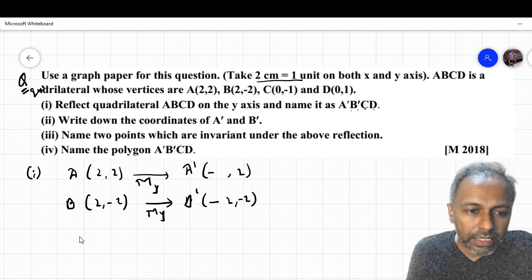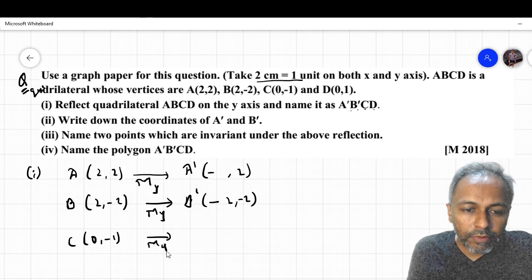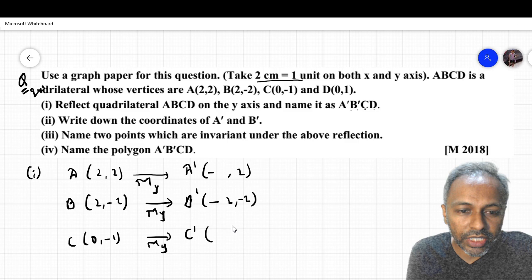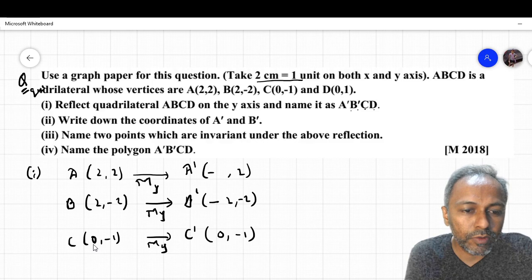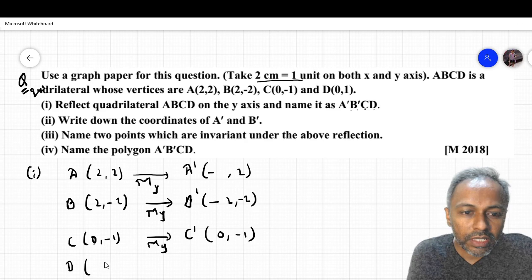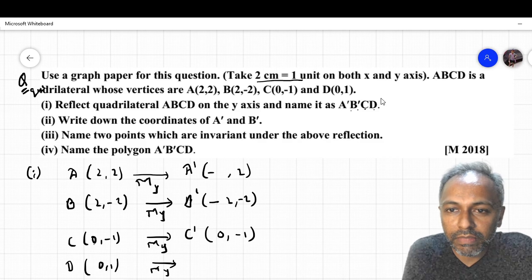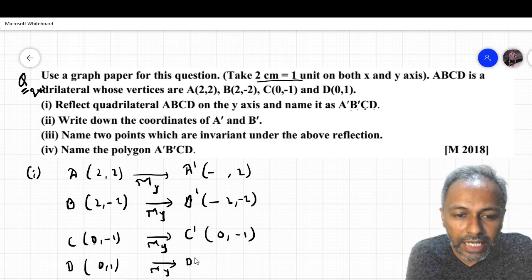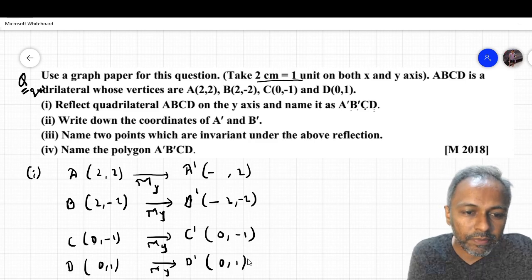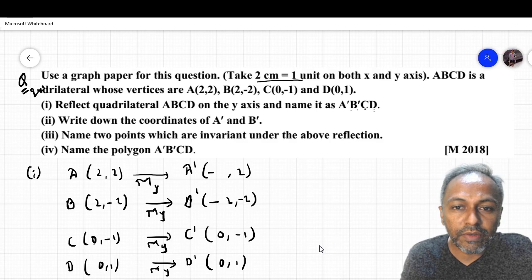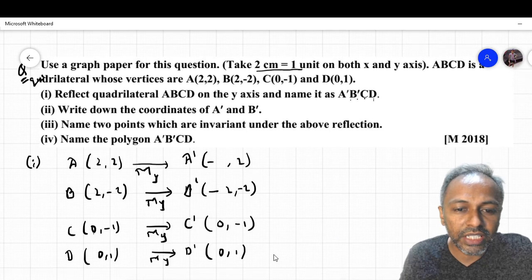C coordinate is (0, -1), and when you reflect it to say C dash, its x coordinate sign will change, so that will remain as (0, -1) only, because if you change 0 to -0, it remains 0 only. And then point D is (0, 1). Let us say it becomes D dash, for example. Again it remains the same. So both C and D are invariant points, as they are not changing in the answer.